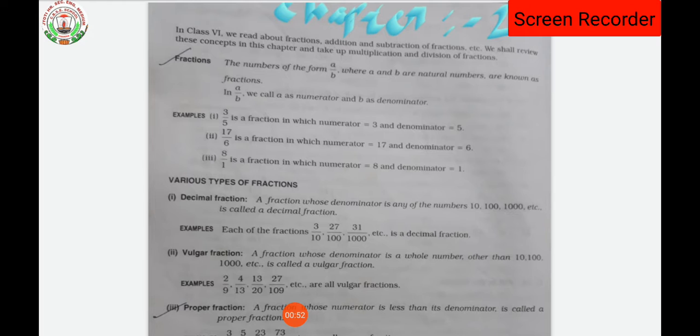I'm going to explain some definitions to you. Okay, so here are the definitions. The first definition is about a fraction. So what do you mean by a fraction? A number of the form a upon b, where a and b are natural numbers, is known as a fraction.